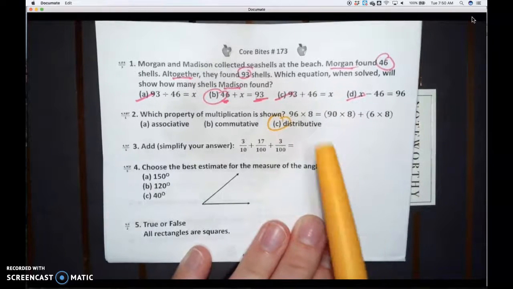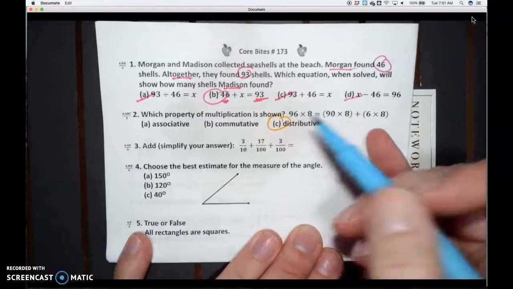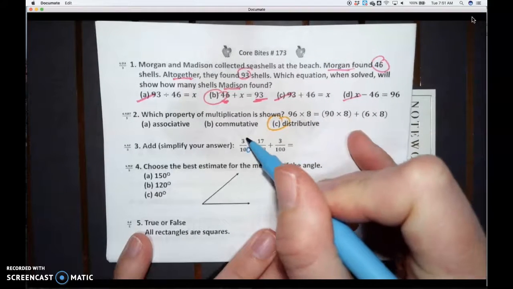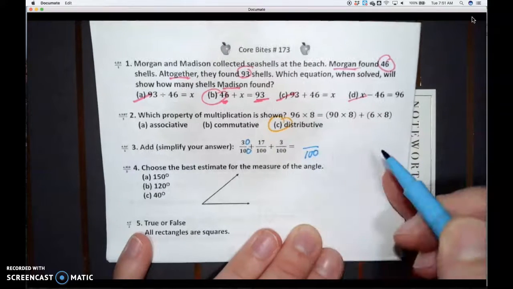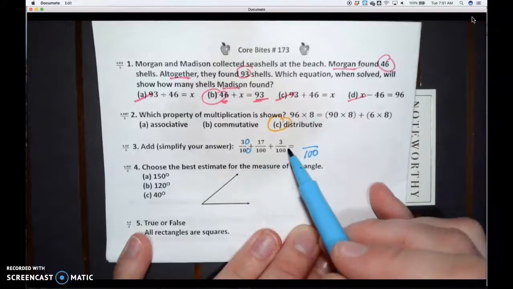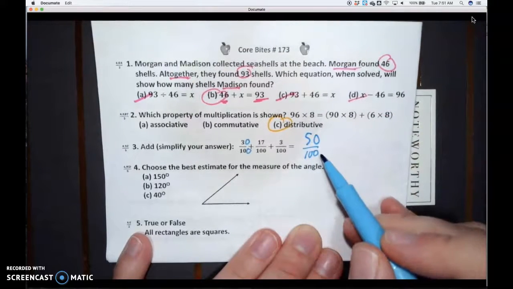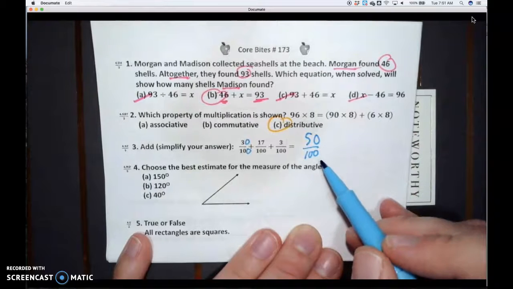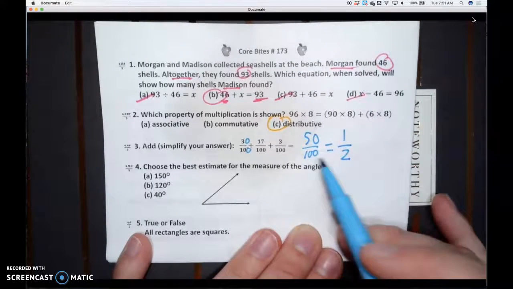All right, for number 3, simplify your answer. So you are going to have to make sure they have the same denominator. So here, if you add a 0 here to make both of them 100, add a 0 up top. So your denominator is going to be 100. So then 30 plus 17 plus 3 is going to give you 50. Now, if you know anything about quarters, 50 cents is half of a dollar, right? So 50 pennies is half of 100. So you can just simplify that by half. You could divide each by 50 to give you that 1/2.